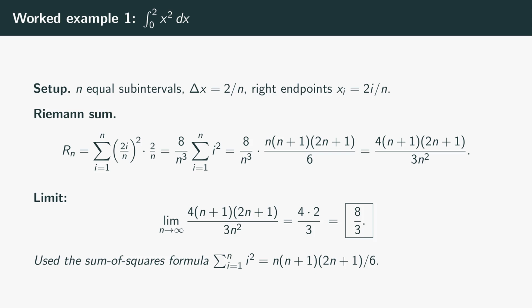First worked example. Compute the integral of x squared from 0 to 2, straight from the definition. No antiderivatives. We don't have a theorem yet that lets us use them on definite integrals. We're going to grind out the Riemann sum and take its limit.